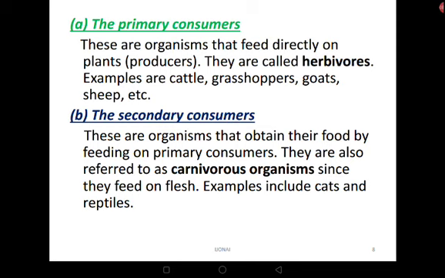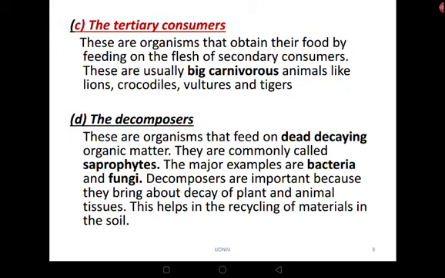So primary consumers feed on producers. Secondary consumers feed on primary consumers. And then we have tertiary consumers. These are organisms that feed on secondary consumers. Yes, and they're usually bigger carnivores. For example, the lions, the crocodiles, the vultures, tigers, and so on. Those ones feed on secondary what? Consumers. And then if there is any organism that feeds on them, they can be called the quaternary consumers. But for now, we have the decomposers.